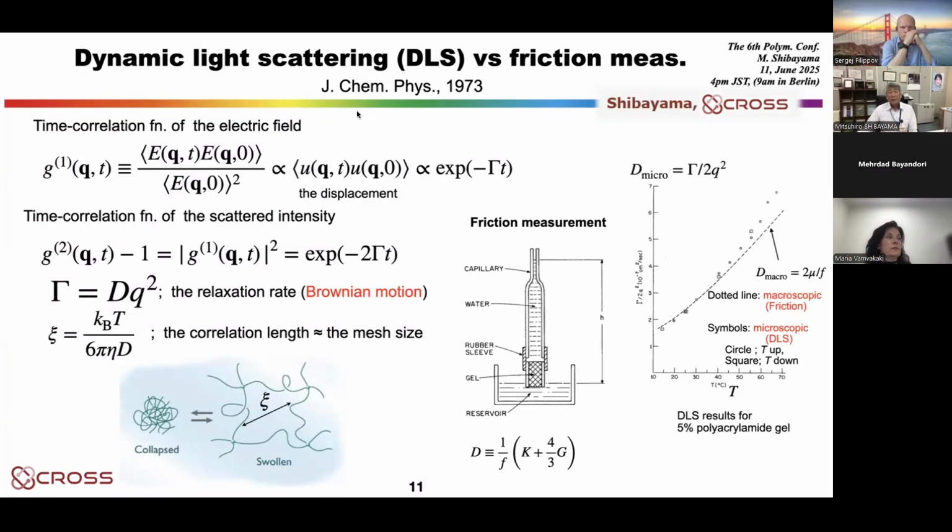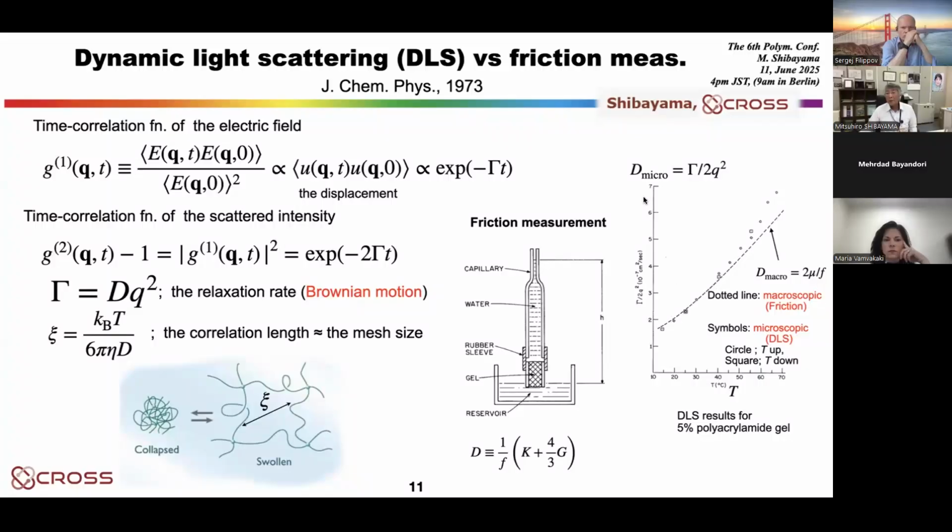And he also, those people, Tanaka, Hirokawa, Benedict, did the macroscopic experiment of the friction measurement. They set up this kind of system where the water is in here, the gel is here, and then by the gravimetric force, the water goes through the gel, and by measuring the time rate of the water flow, they obtain the friction factor f.